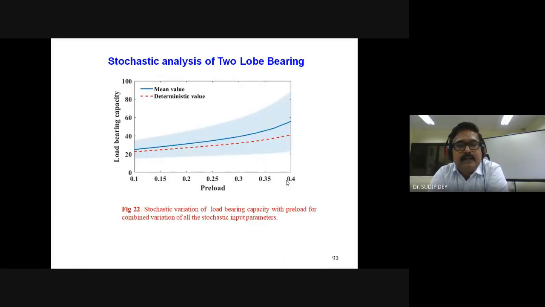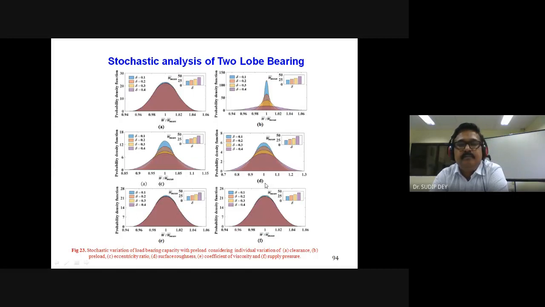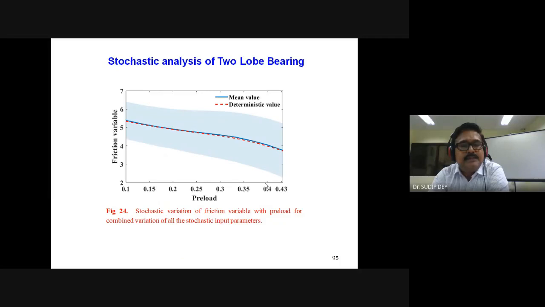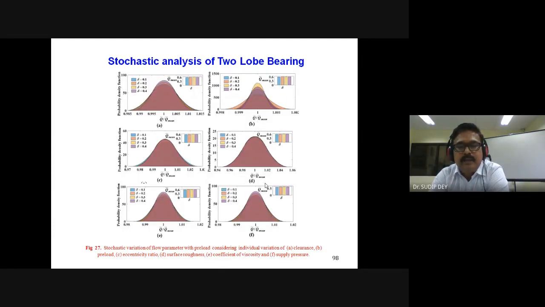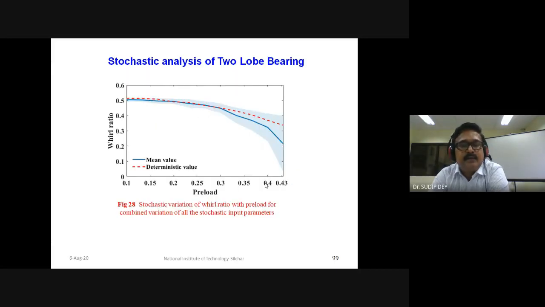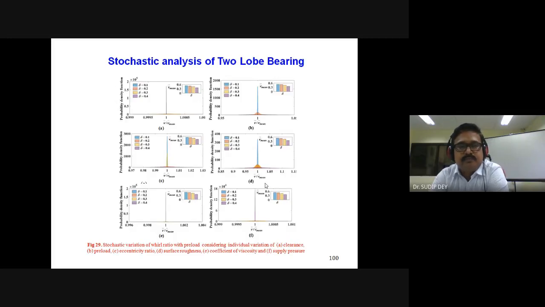This is for load bearing capacity, and this corresponds to the preload. Earlier the x-axis was eccentricity ratio, here it is preload. Preload versus load bearing capacity, how it is changing, and similarly we get the range of values. And this is for the friction variables. This is for the flow parameters with respect to preload, and for the individual variation, how it is coming. This is for the preload versus wall ratio, and this is for the individual variations.